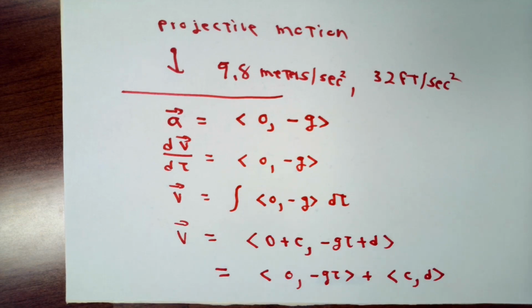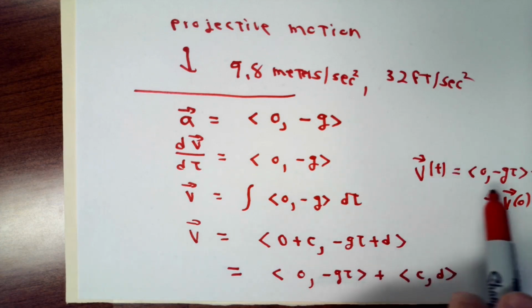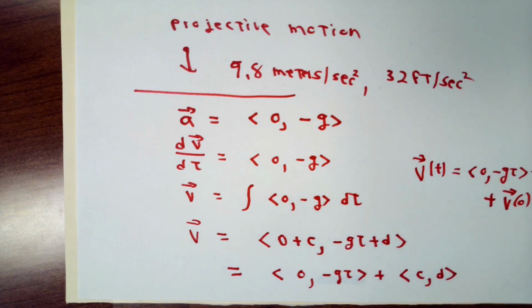The velocity vector can be written as 0, negative gt plus a constant vector of integration. If at, say, t equals 0, I knew what the velocity vector was, it would be the value of c, d. Since at t equals 0, this vector is 0. So we can write the velocity vector as 0, negative gt plus the initial velocity vector, the velocity when t is 0.